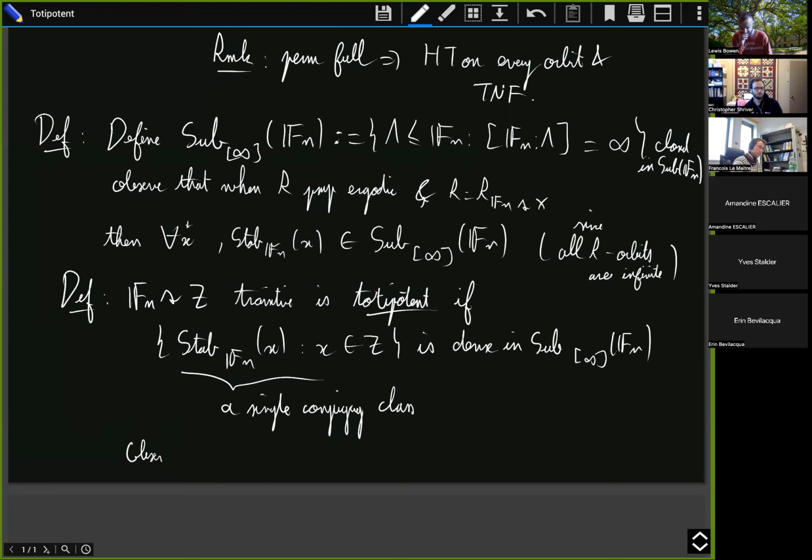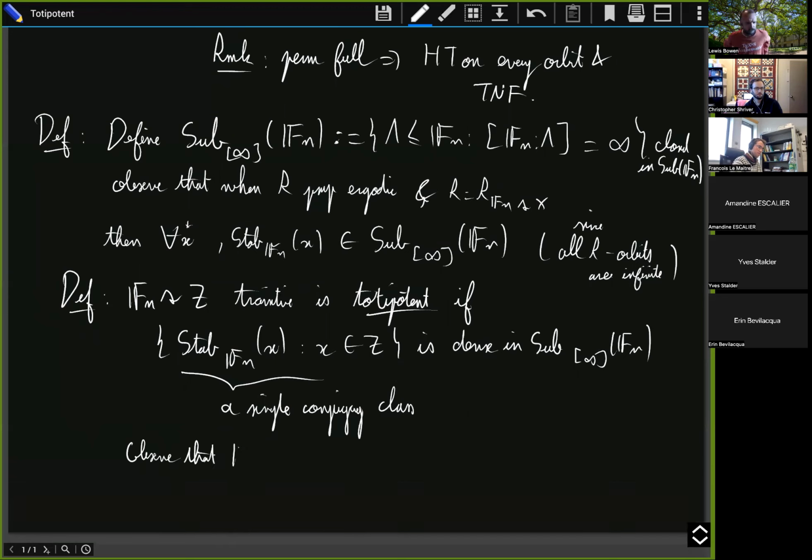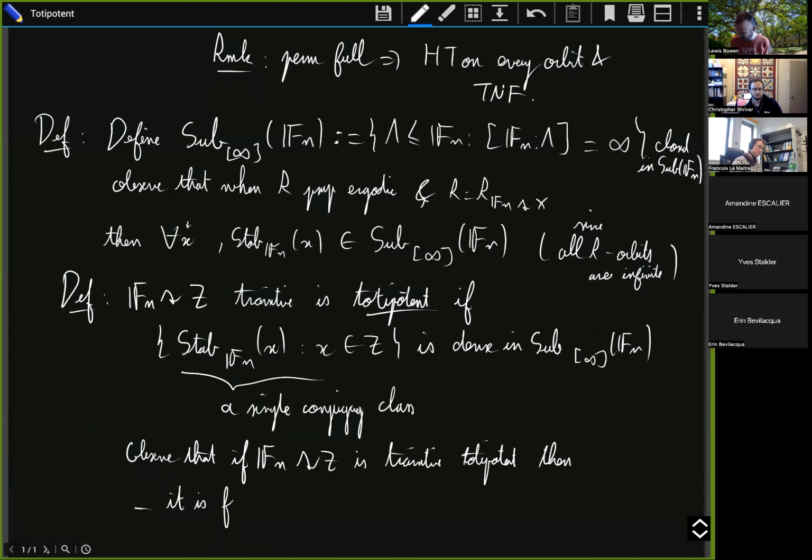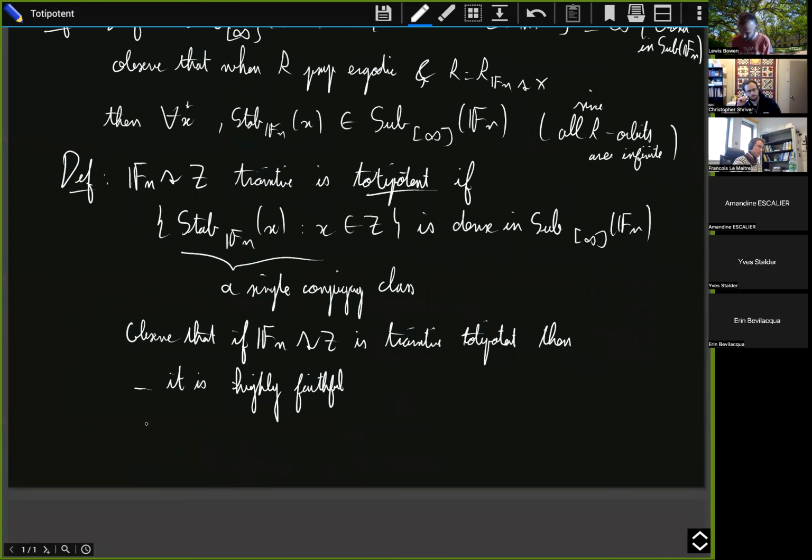So observe that if Fn acting on Z is transitive and totipotent, then two things. It is faithful. It is actually, sorry, I want to say highly faithful. And second thing, it is amenable.